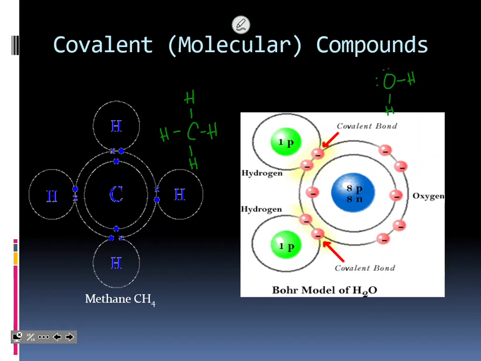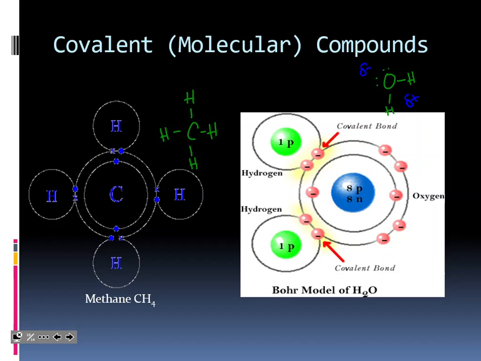Now, the water he touched on, and you know this from biology, is a polar molecule. The oxygen has a higher electronegativity value and the electrons spend more time around it. So it actually creates a partial charge over here, partial charge over here. So that's why we have 2 poles to our molecule. We'll get into polarity later, but do know that they don't always share equally.